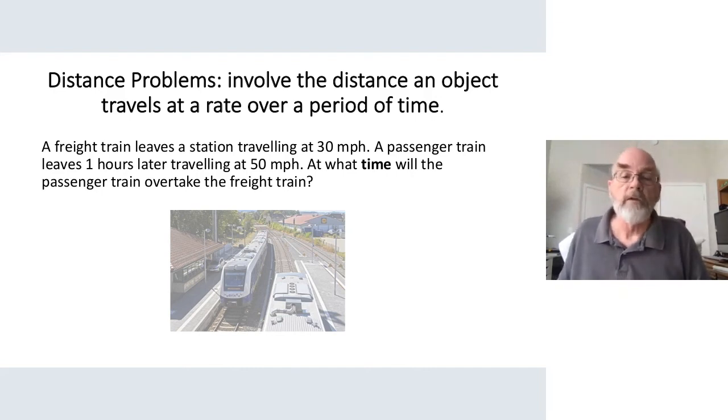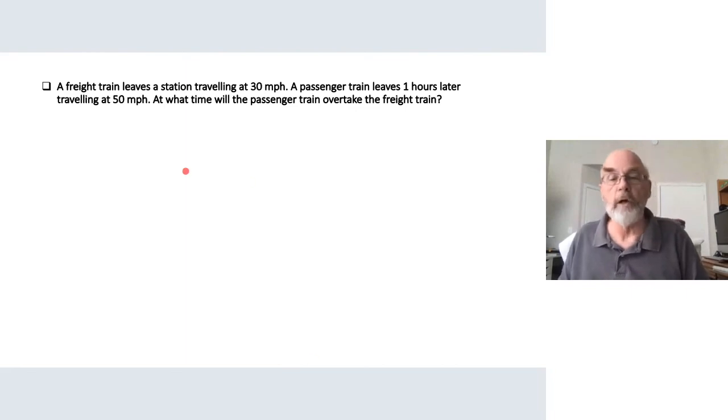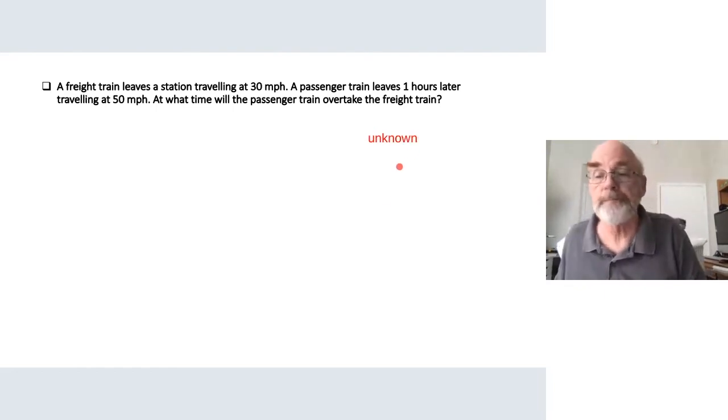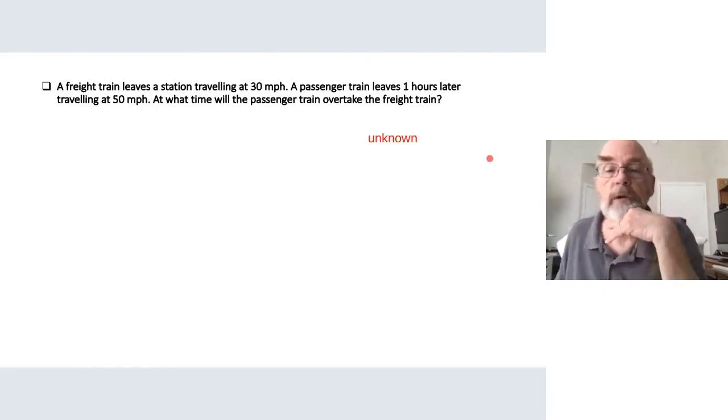Okay, so remember what we're going to do with these. We're going to do this problem. We're going to identify the unknowns. So let's start identifying what we don't know, what we're trying to find in this case. So what is our unknown? What are we trying to find?